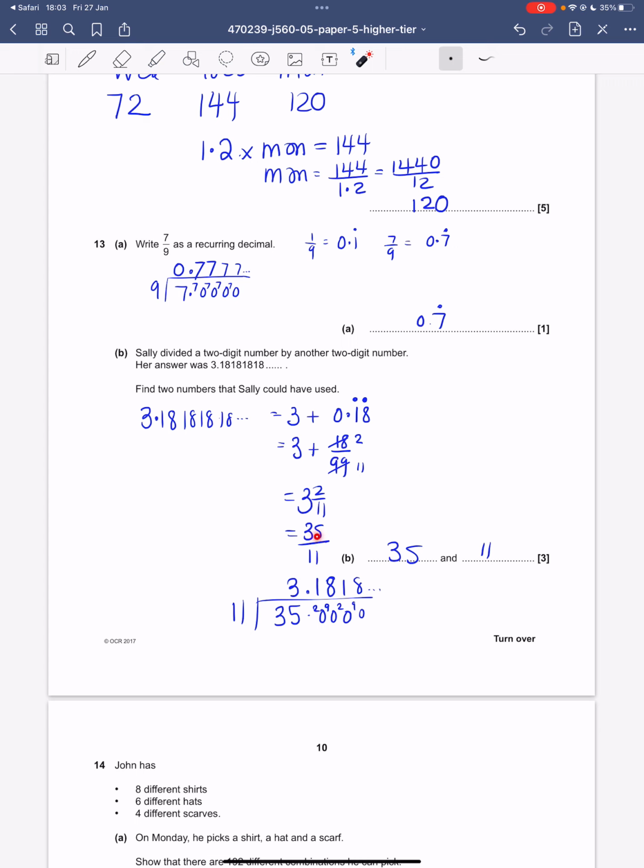I don't know, I suppose it was 35 over 9. You just have to double top and bottom to get an equivalent fraction. So it'd be like 70 over 18 or something like that. Okay, so it says find 2 numbers that she could have used. You see, you could have also come up with 70 over 22. That would have worked as well. Okay, so there, anyway, we've done it.